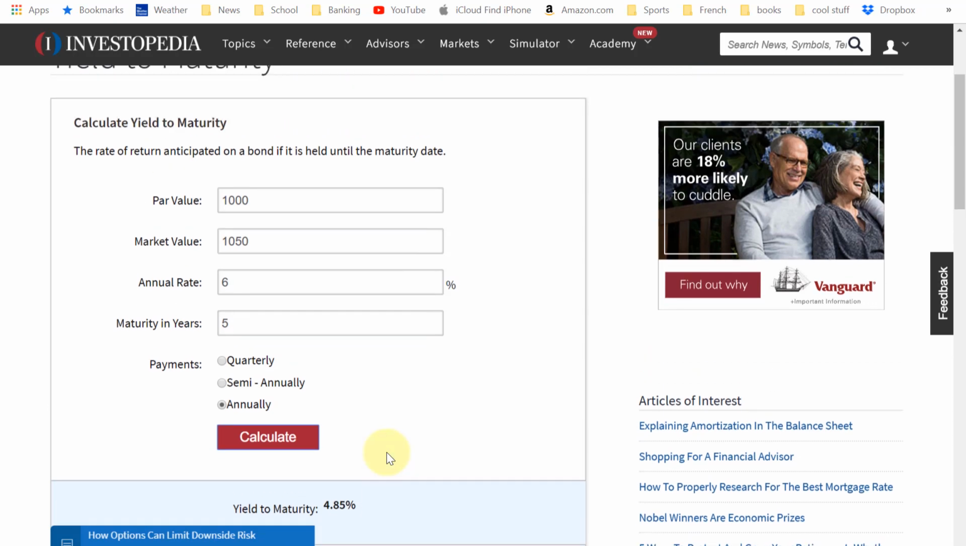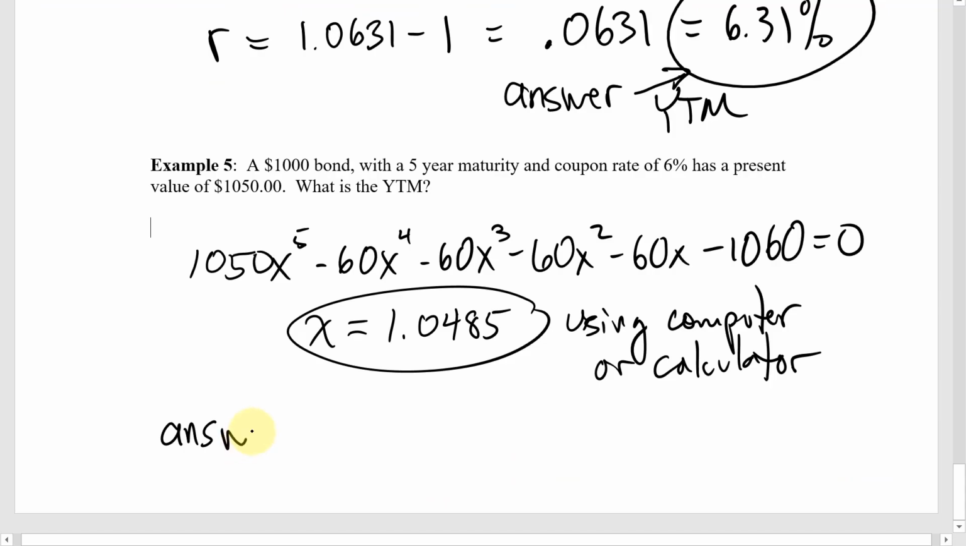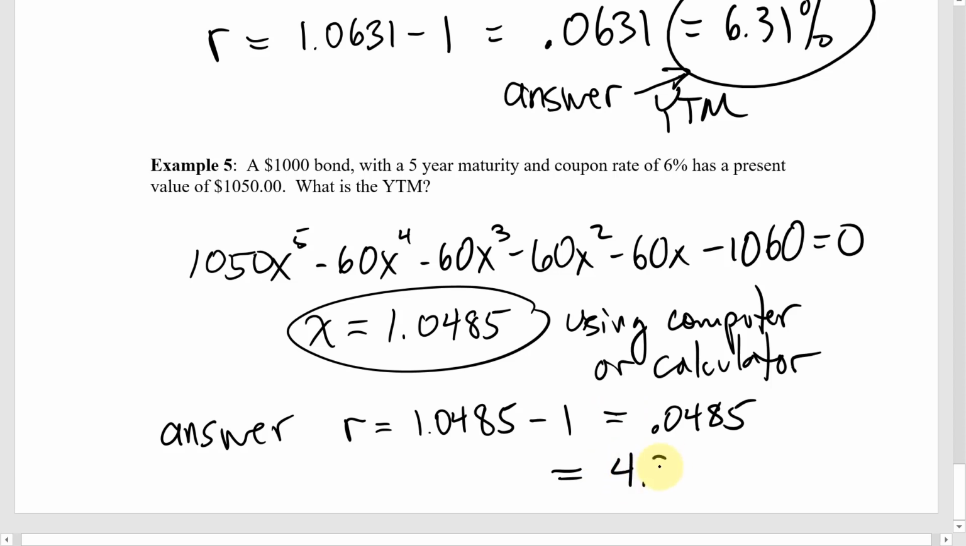That's good. That's what I found it to be in the process of solving a polynomial. Of course, I was still using the calculator or a computer to solve the polynomial because it's a degree 5 polynomial. Those could be really difficult in general to solve, but there's a little bit of the math behind how polynomials are related to this financial calculation. Okay, so with that solution, the actual rate is the 1.0485 that we got for x minus 1, so 4.85% yield to maturity.